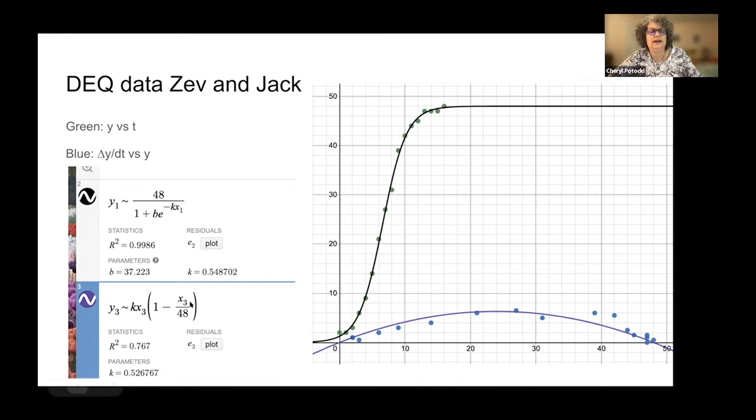We fixed the carrying capacity to 48. I could have fixed the B value, should have, based on the initial condition. I think for theirs it was 2 for this one, and that way it would only be dependent on the K. So I don't know, that may have affected the K value to make it a little bit more consistent. But in this way, at least, I like that. It shows me what we were looking at.